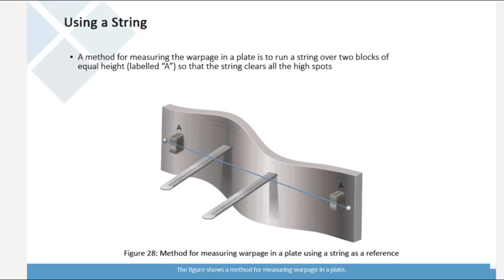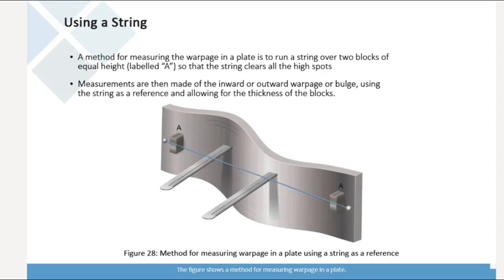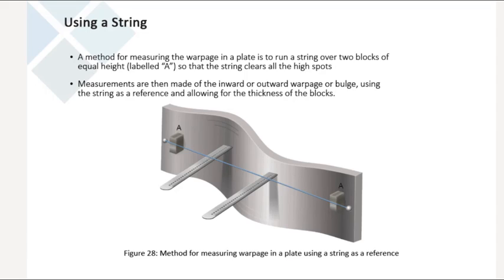The figure shows a method for measuring warpage in a plate. The string is run over two blocks of equal height, labeled A in the figure, so that the string clears all high spots. Measurements are then made of the inward or outward warpage or bulge using the string as a reference and allowing for the thickness of the blocks.